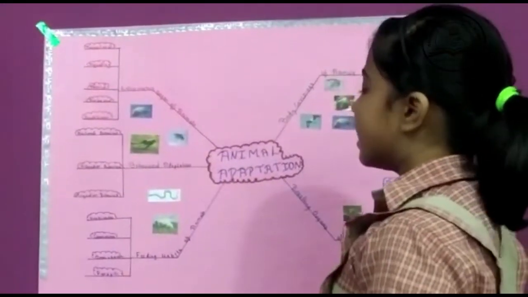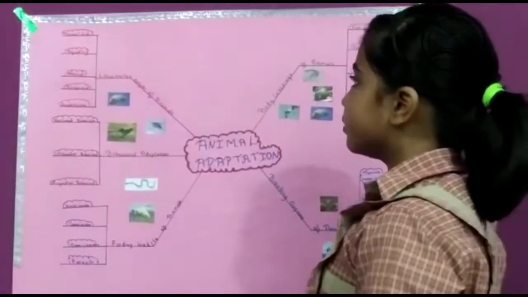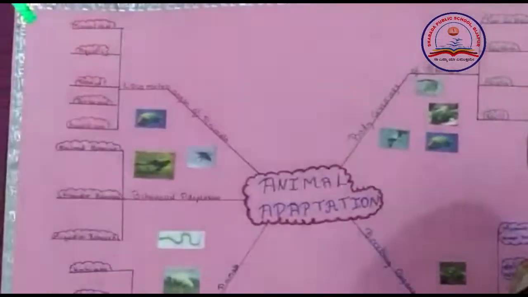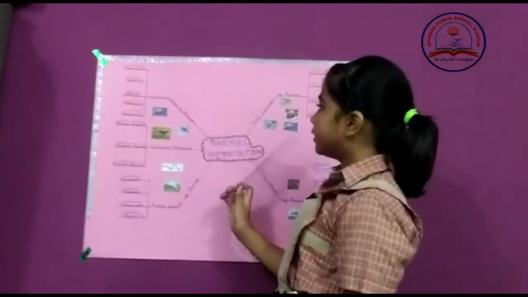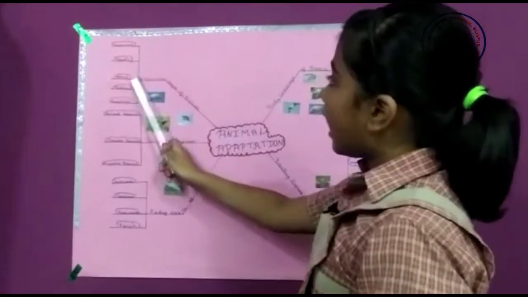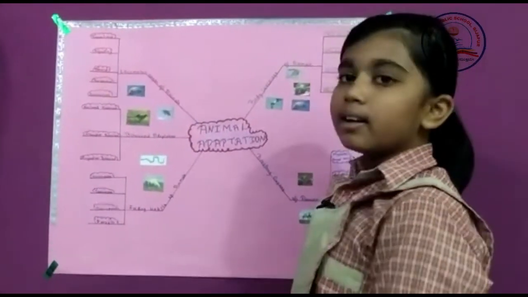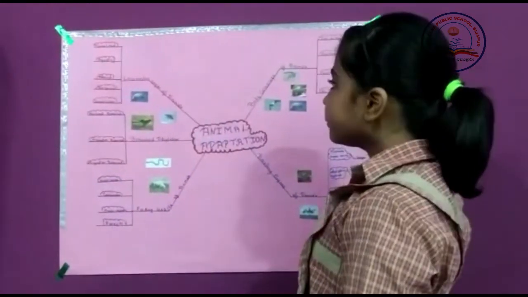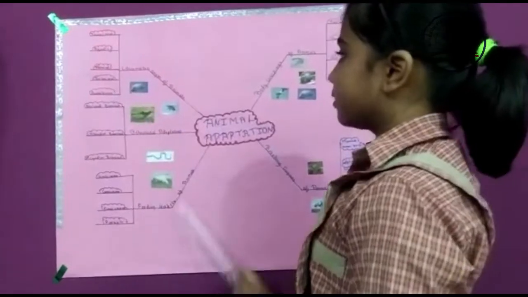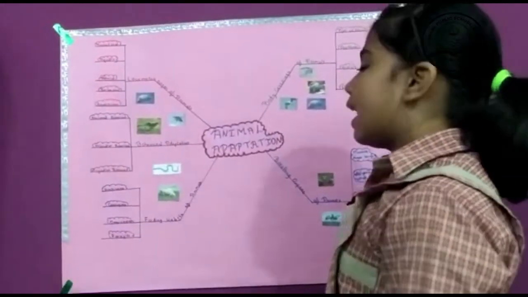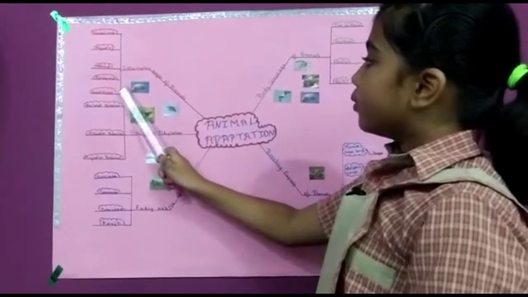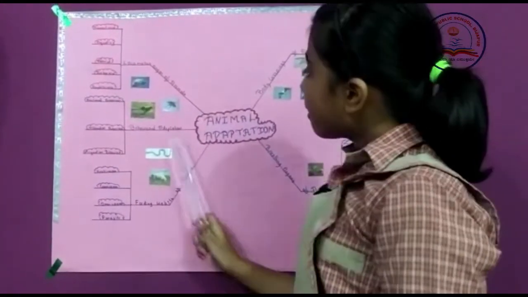Aquatic animals are animals that live in water. Aerial animals are animals that spend most of their time in the air. Arboreal animals spend the maximum time on trees. Amphibian animals live both on land and in water.